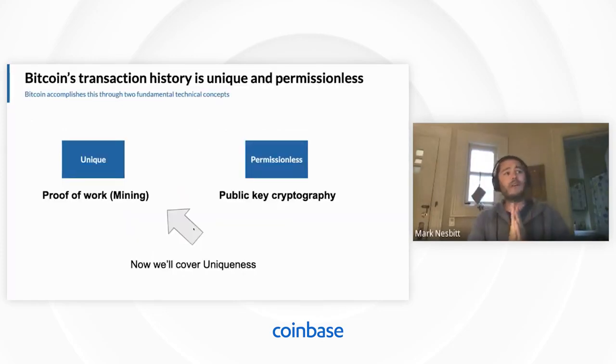Okay, so that's the permissionless nature, founded on public key cryptography. Now, the unique nature. Public key cryptography existed before Bitcoin, but a lot of the innovation with Bitcoin is what provides this uniqueness, the proof of work, mining.